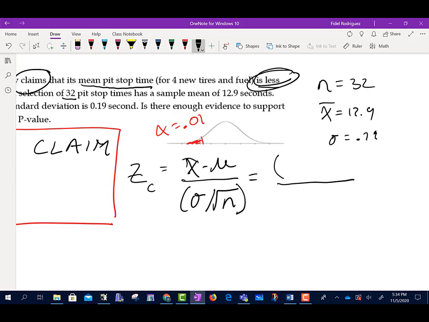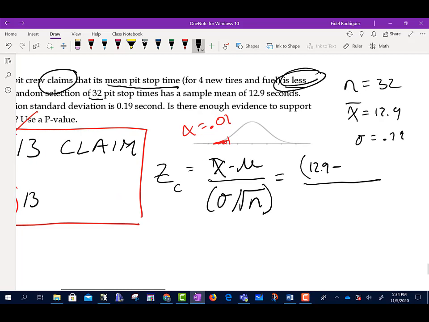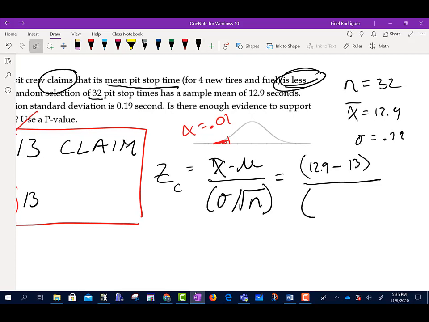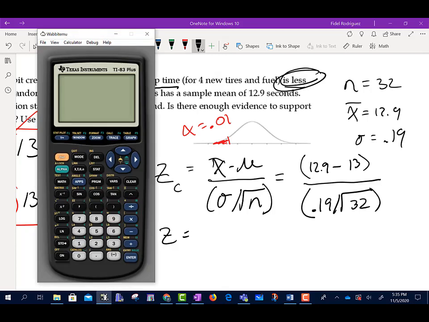Let's see. X bar is 12.9 minus mu, which we said was 13, divided by our standard deviation, which was 0.19. So 0.19 divided by the square root of n, which was 32. Okay, so now I'm going to take my calculator and enter all this in there.